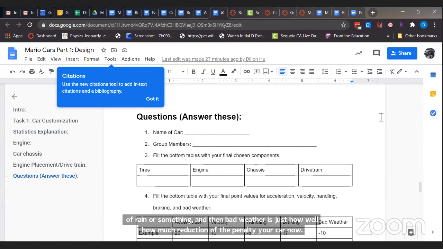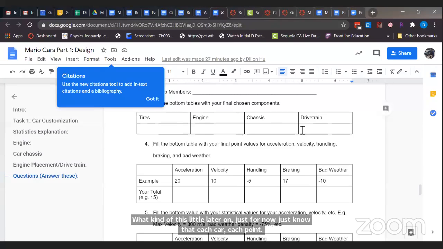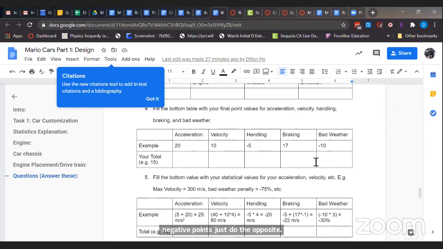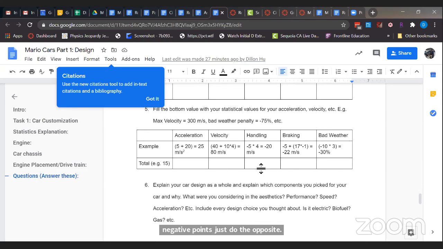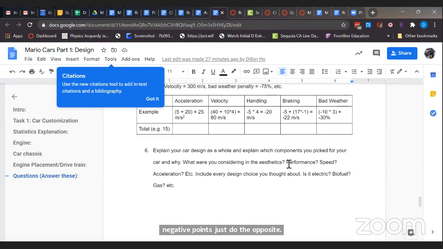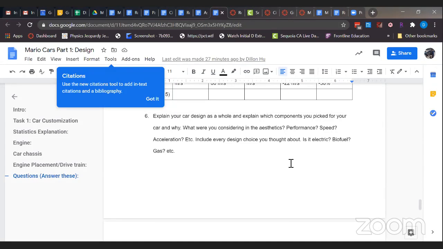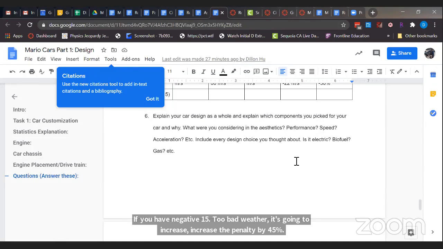Okay, so once you pick your components, you figure out how many points you have in each particular statistic, what your overall acceleration or velocity is. Then I want you, as a group, to explain your car design. I want you to explain which components you picked and why.